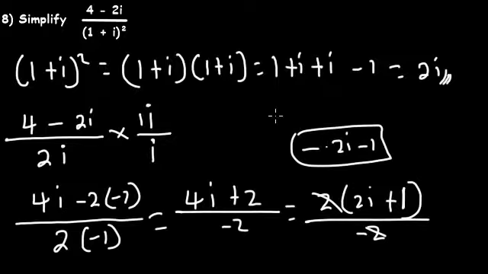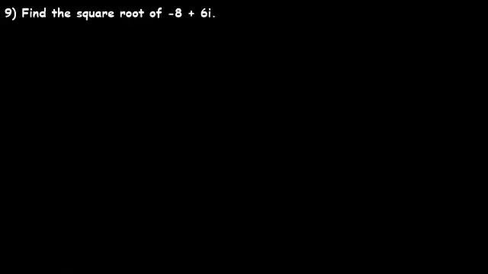So that should be the solution to the simplification. So that's example number 8. On to example number 9. Find the square root of negative 8 plus 6i.